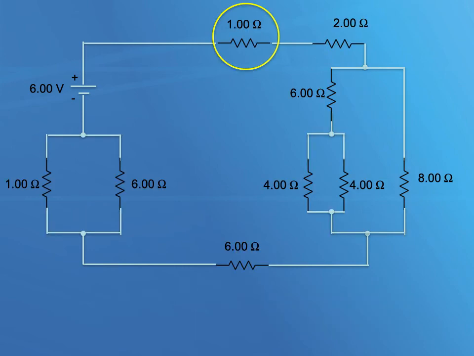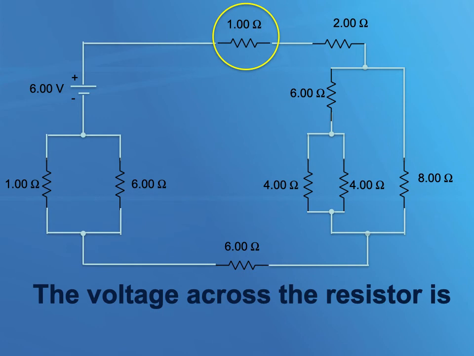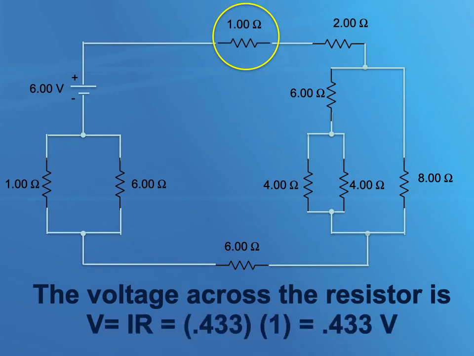So now we want to look at the voltage across this one resistor. Okay, we want to look at the voltage just across this one resistor. Well, that voltage is going to be the current times the resistance. Now, the current is the current of the system, because there's no branching leading up to this 1 ohm resistor. It's straight through. So the current through this 1 ohm resistor is 0.433. It's a 1 ohm resistor. V equals IR. So we get a 0.433 volt drop across that resistor.